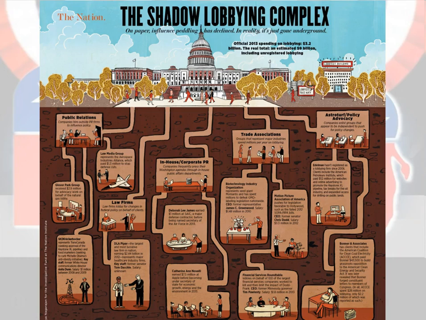So if we want to look at the Washington underground, you can pause this and take a look at sort of all the different people who influence Congress. And many of them, like trade associations, is just a fancy way of saying a lobbyist, or public relations firms are lobbyists. So when we look at the different levels of influence in Congress, these are some of the things that do.